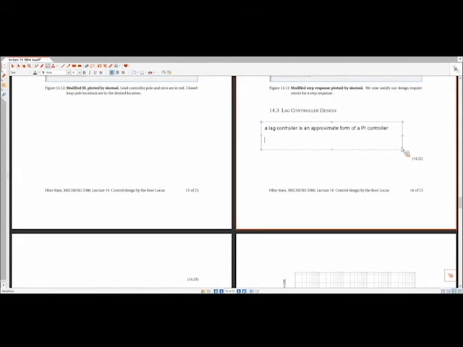So this is an approximate form of a PI controller, also called lag compensation, just like lead controller, you can also call lead compensation. And the purpose is to remove or lessen steady state error. Okay, so a lag controller would not completely eliminate steady state error for you, it would just lessen it, but it's still very beneficial.